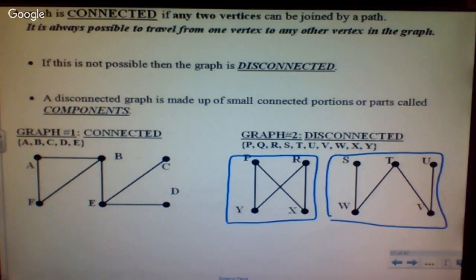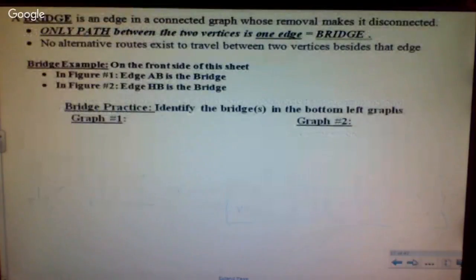Wait. So is graph 1 all just one component? Yes, because it's all connected together. Okay. So that leads me into this. A bridge. A bridge is an edge that if I remove it, it takes my graph and it disconnects it.